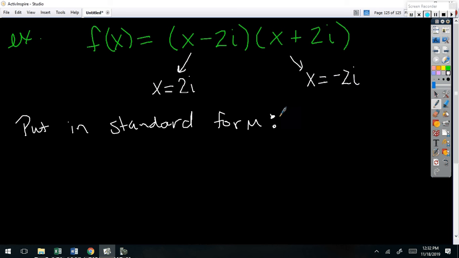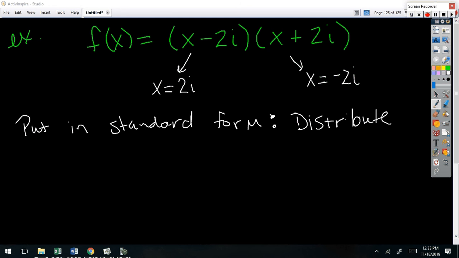What's standard form mean? It's in descending order of the exponents, right? I need to get it pieced out instead of just the parentheses. So what do I need to do that? Distribute. You're exactly right.